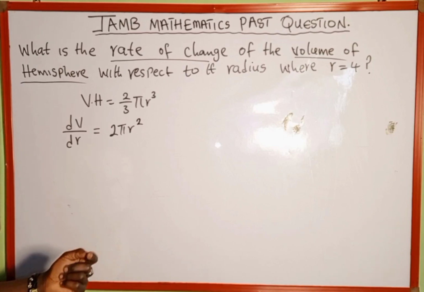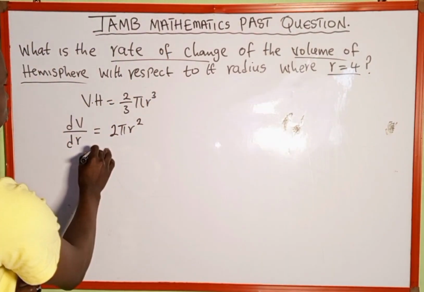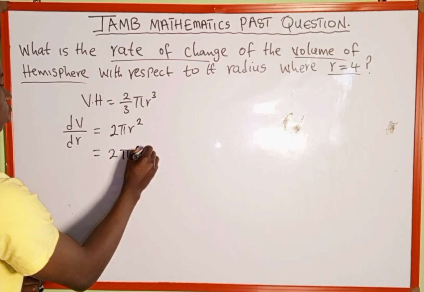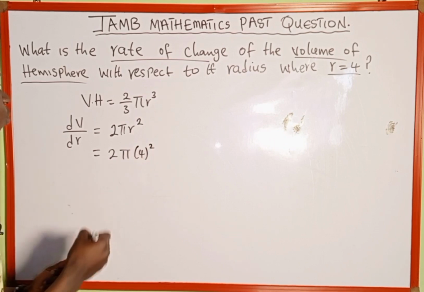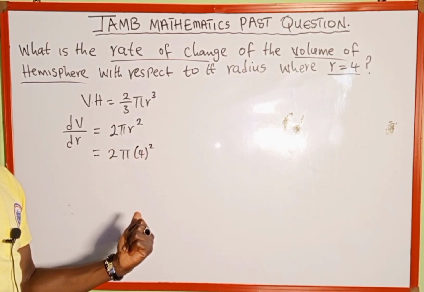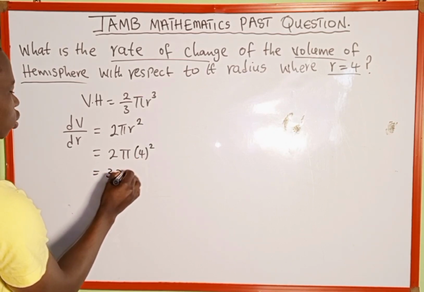So the next thing we're going to do is, anywhere we see radius, we replace it with 4. So this is going to be 2, then pi. In place of r, we are going to replace 4, then to the power of 2. What is 4 to the power of 2? It is 4 multiplied by 4, which is going to give us 16. Then 16 multiplied by 2 is going to give us 32 pi.